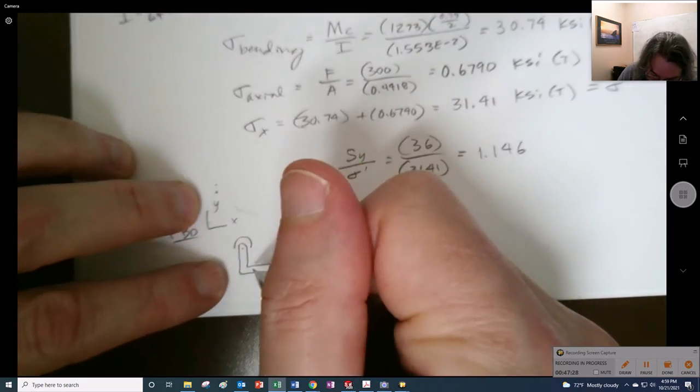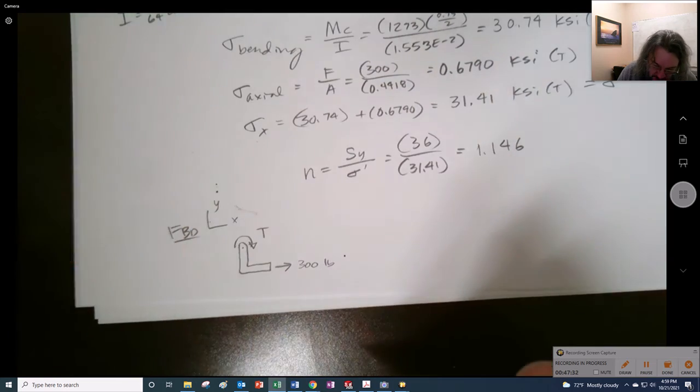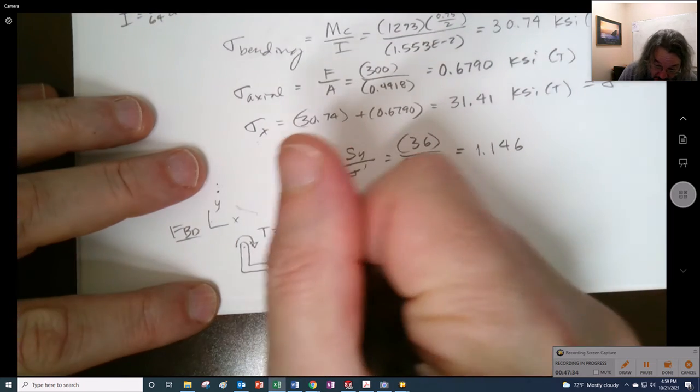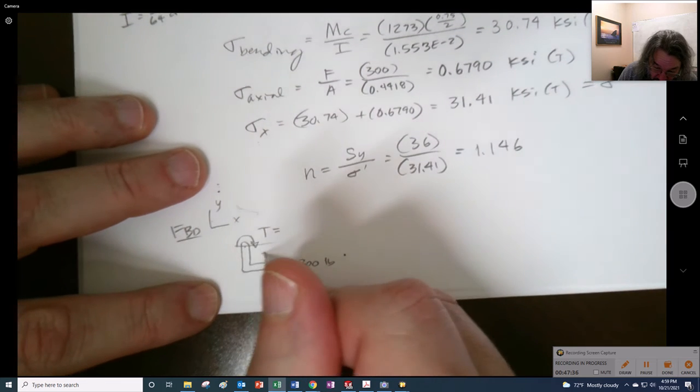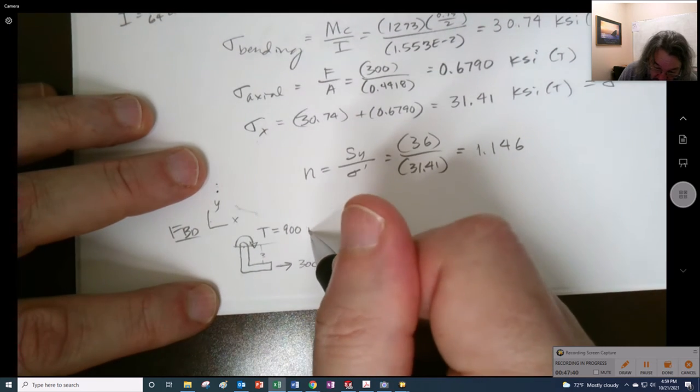And that torsion, see, this is going counterclockwise, so this has to go this way. But that one turns into torque. And that one too is equal to, because there's 3 inches right here, 900 inch-pounds.